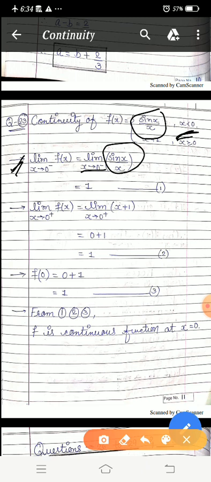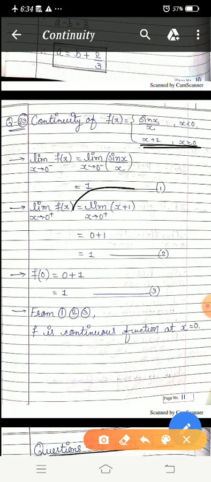We have studied this relation in 11th standard that limit theta tends to 0 of sin theta by theta, or tan theta by theta, both equal 1. So using that relation, limit x tends to 0 minus sin x by x equals 1. Call that equation number 1. Now for the right hand side limit, for x greater than 0, the function given is x plus 1. Putting x equal to 0, it is 0 plus 1, so the answer is also 1.